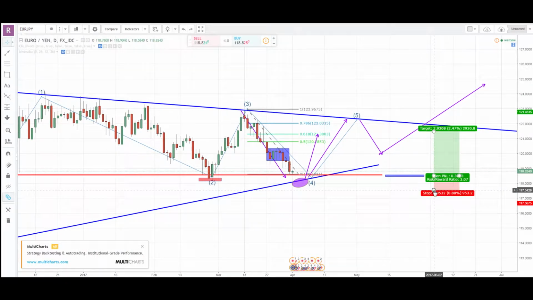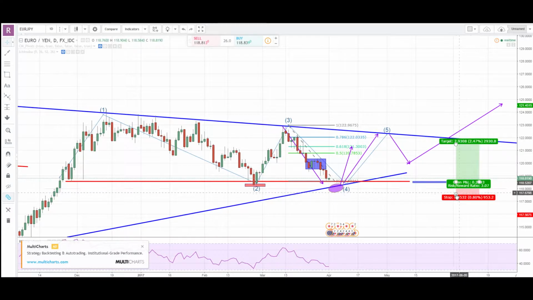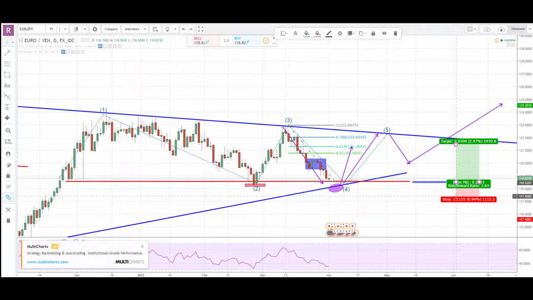Cool. How many pips? 57 pips. Should be good. 57, around 60 pips for 370 pips.